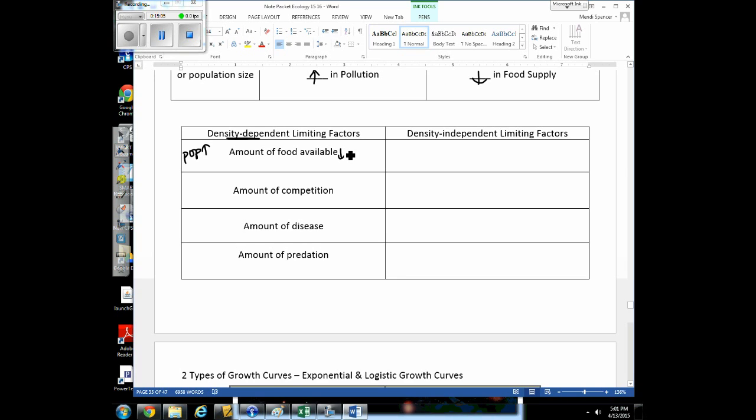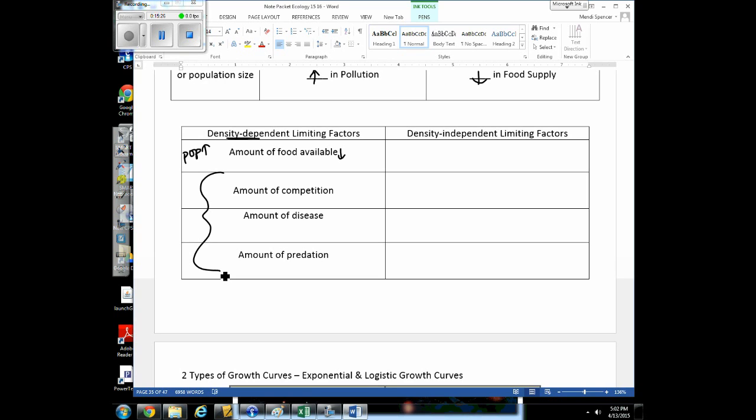Same with these other ones that are listed here. As the population goes up, competition is going to change. As the population goes up, the amount of disease is going to change. If the population goes up, it's going to attract more predators, or the predator population is going to go up just simply because it's acquiring more food. So all those things change.